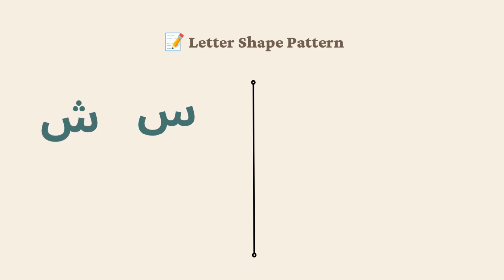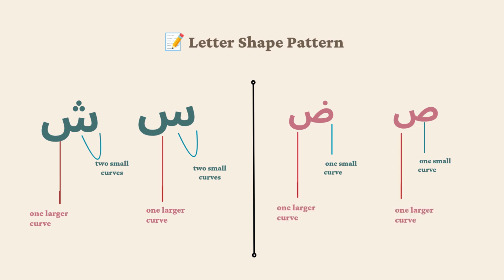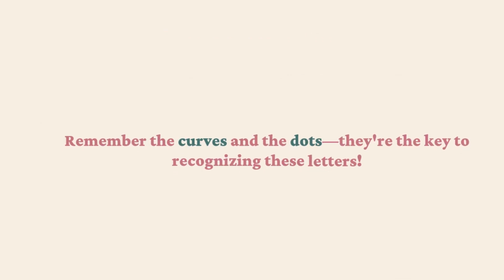Sheen and Sheen have two small curves and one larger curve. Saad and Daad have one small curve and one larger curve. Now look at the dots. Sheen has no dots. Sheen has 3 dots above. Saad has no dots. Daad has 1 dot above. Remember the curves and the dots. They're the key to recognizing these letters.